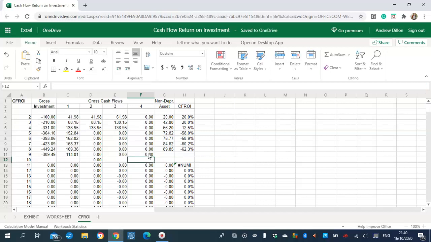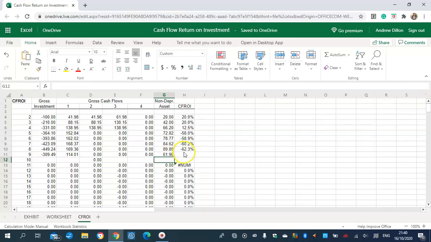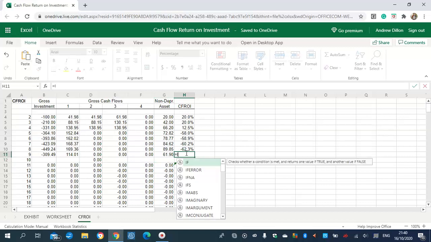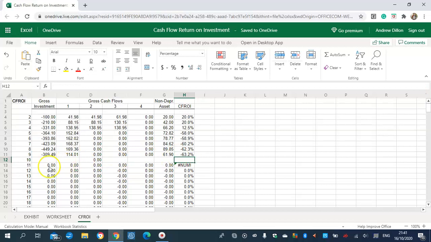Okay, non-depreciation assets number 9. Okay, CFROI number 9 equals the IRR, internal rate of return. Okay, so now gross investments number 10.